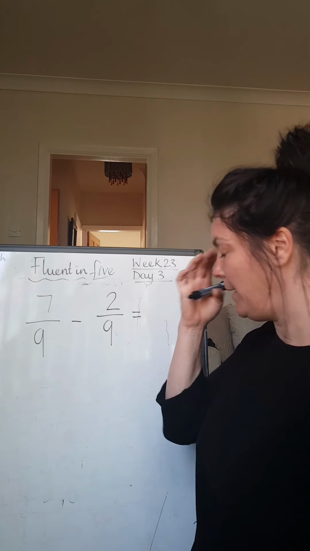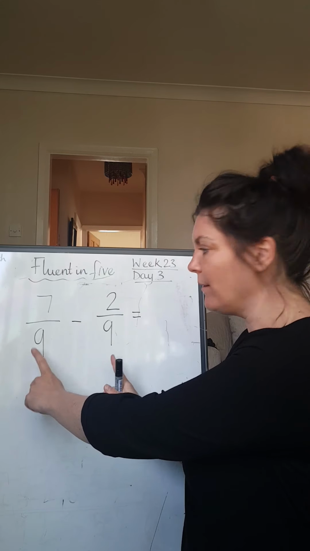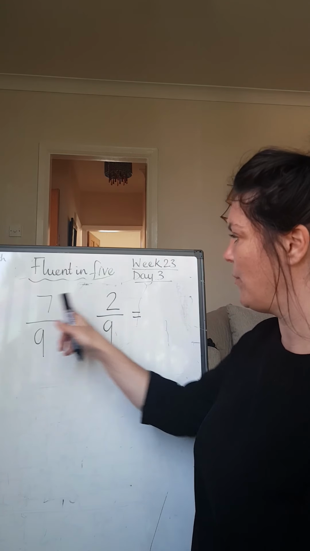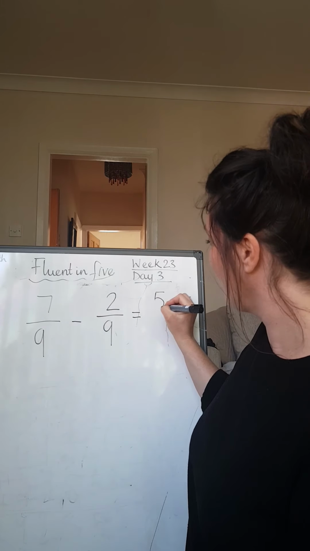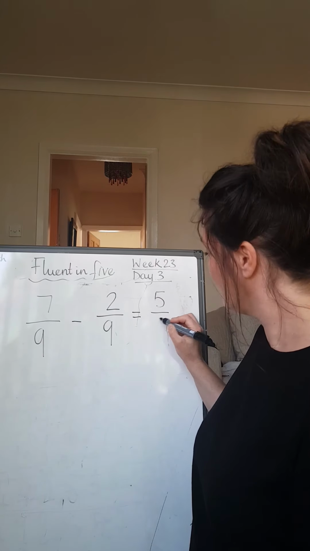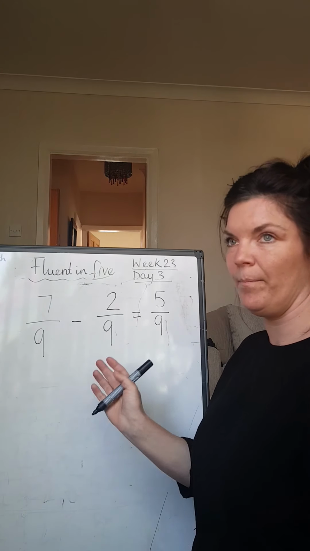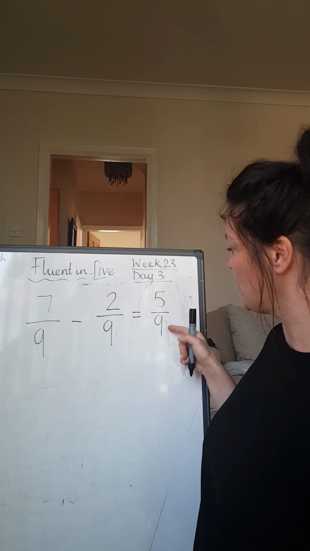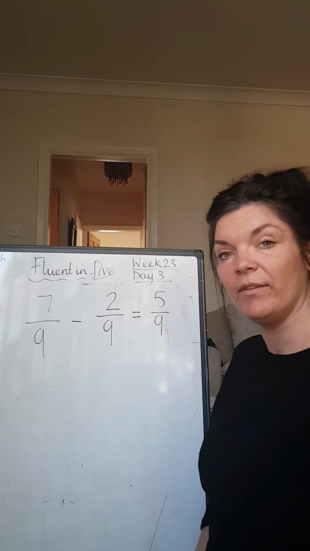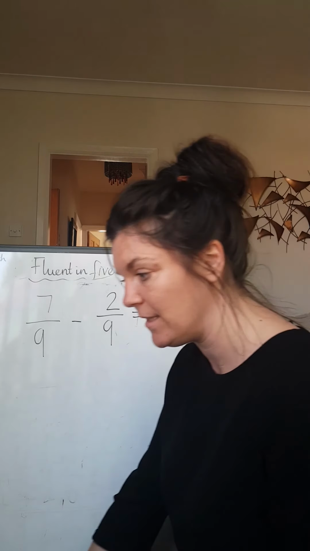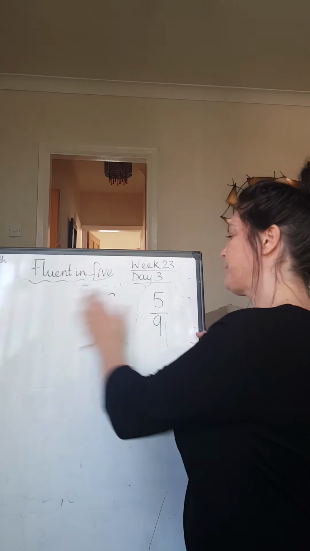Okay, the denominators are the same. So we don't need to do anything to change them. We just need to do the basic maths. Very simple. 7 take away 2, which is 5. 5 what? 5/9. Now that looks like a fraction that we're used to seeing over the years. The number on the top smaller than the bottom. I can't divide it. I can't simplify it or anything. So I'm just going to leave it like that. 5/9 is the answer. And that was all for your Fluent in 5.